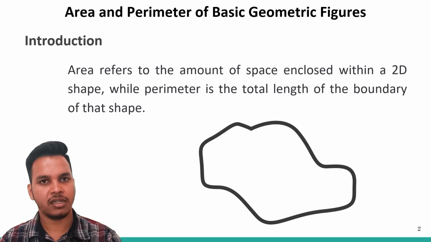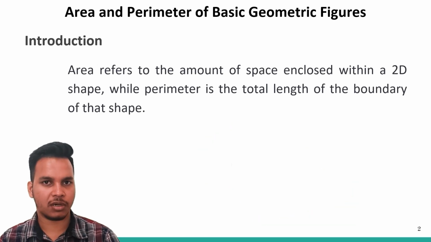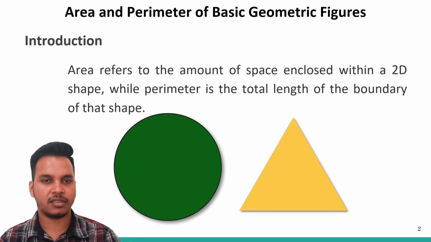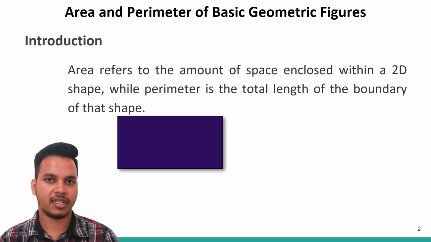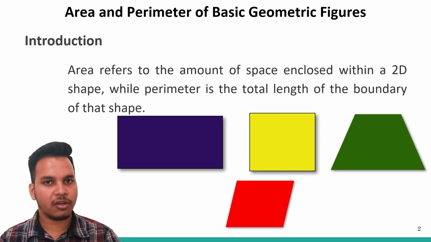And what is perimeter? Perimeter is the total length of the boundary of that shape. So what kind of 2D shapes are we talking about? We are talking about circles, triangles, and quadrilaterals like rectangles, squares, trapeziums, and parallelograms.